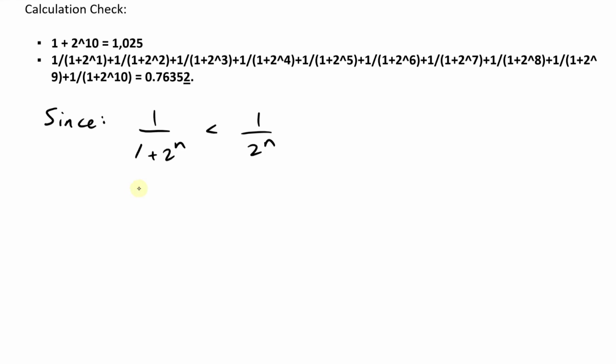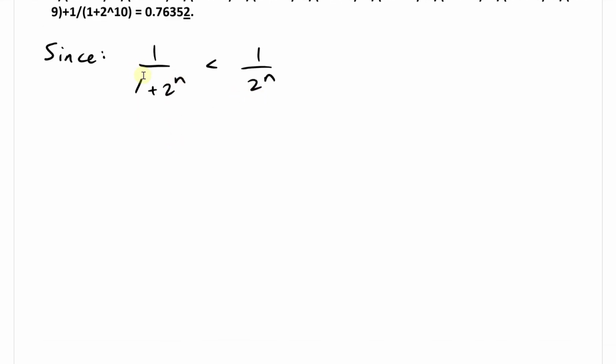And this 1 over 1 plus 2 to the n is going to be less than this one, because at every single term you're dividing by a number greater than it at the denominator. You're just adding an extra term there, so you're dividing by a bigger number at each and every interval, and hence get a smaller number at each interval.